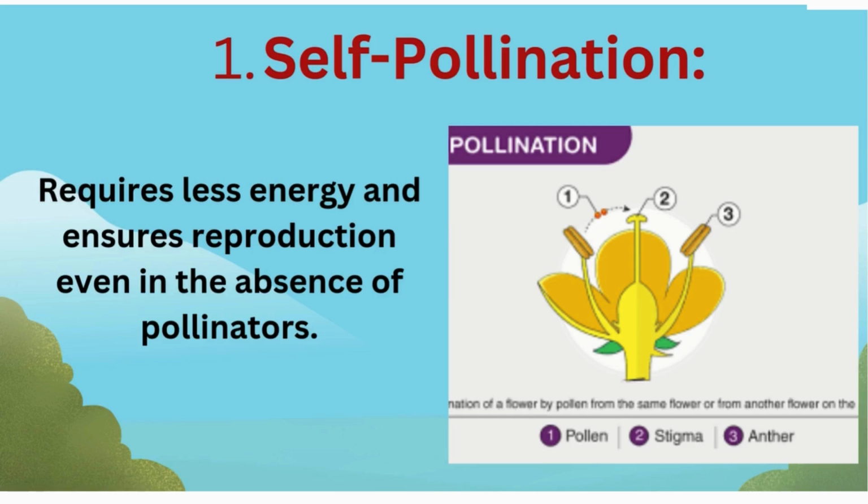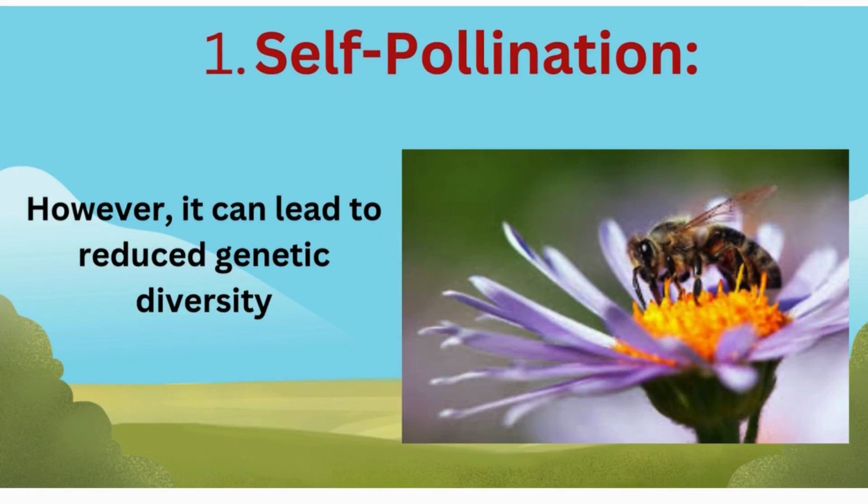So, what is the importance of self-pollination, or its factors? It requires less energy and ensures reproduction even in the absence of pollinators. It means there is no need of any pollinators for this purpose. In the meanwhile, self-pollination can lead to reduced genetic diversity. Due to self-pollination, the genetic diversity is reduced.